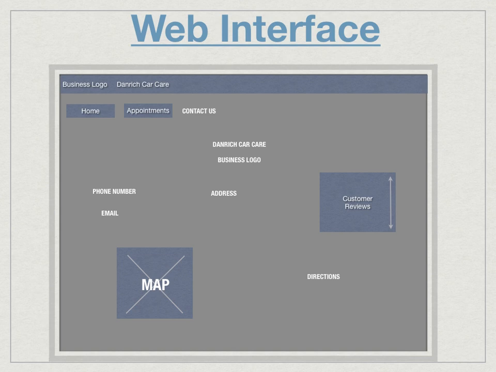And our final page is to contact us. And again, you'll have the business name and logo in the center, and under that will be the address, much like the home page. To the left will be the phone number and the email for the business, and to the right of the address will be the customer reviews section, and it'll be a little scroll box. You can scroll through the reviews. And on the bottom half of the page will be a map with directions.